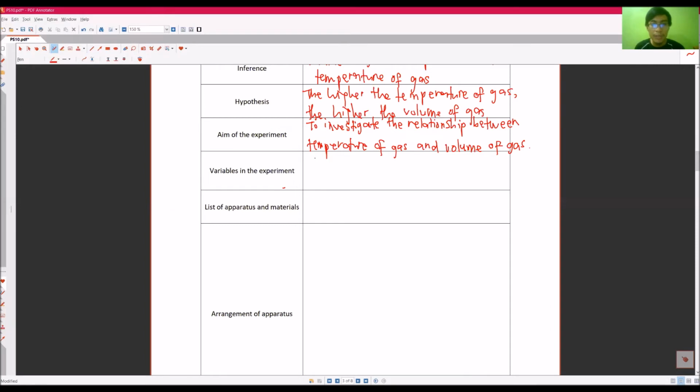Variables. Make sure that you write it in full sentences. Manipulated variable is temperature of gas. Responding variable is volume of gas. Fixed variable is pressure of gas.